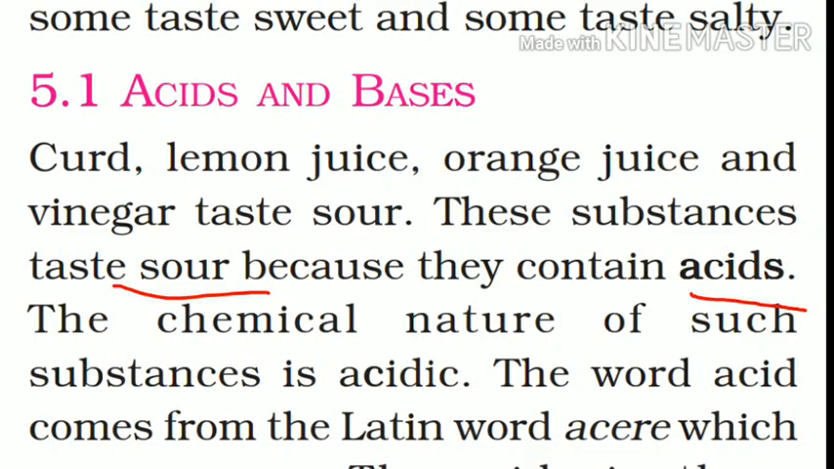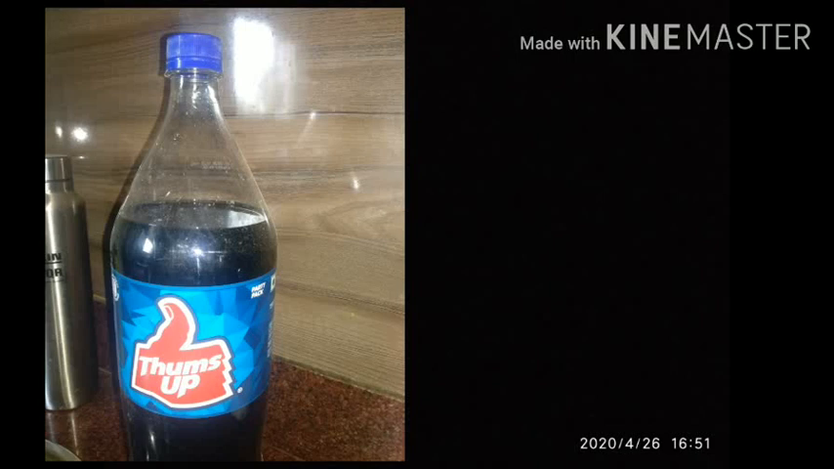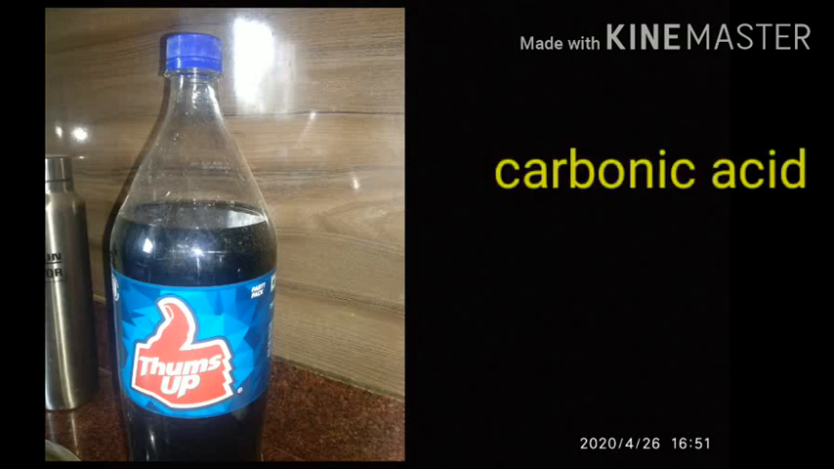Sour things we eat contain acids. Most sour things, for example, lemon or orange, contain acid, that is, citric acid. You often drink Coke or Pepsi. It also contains carbonic acid. Now, if we discuss the properties of acids, we will be able to learn what an acid is.